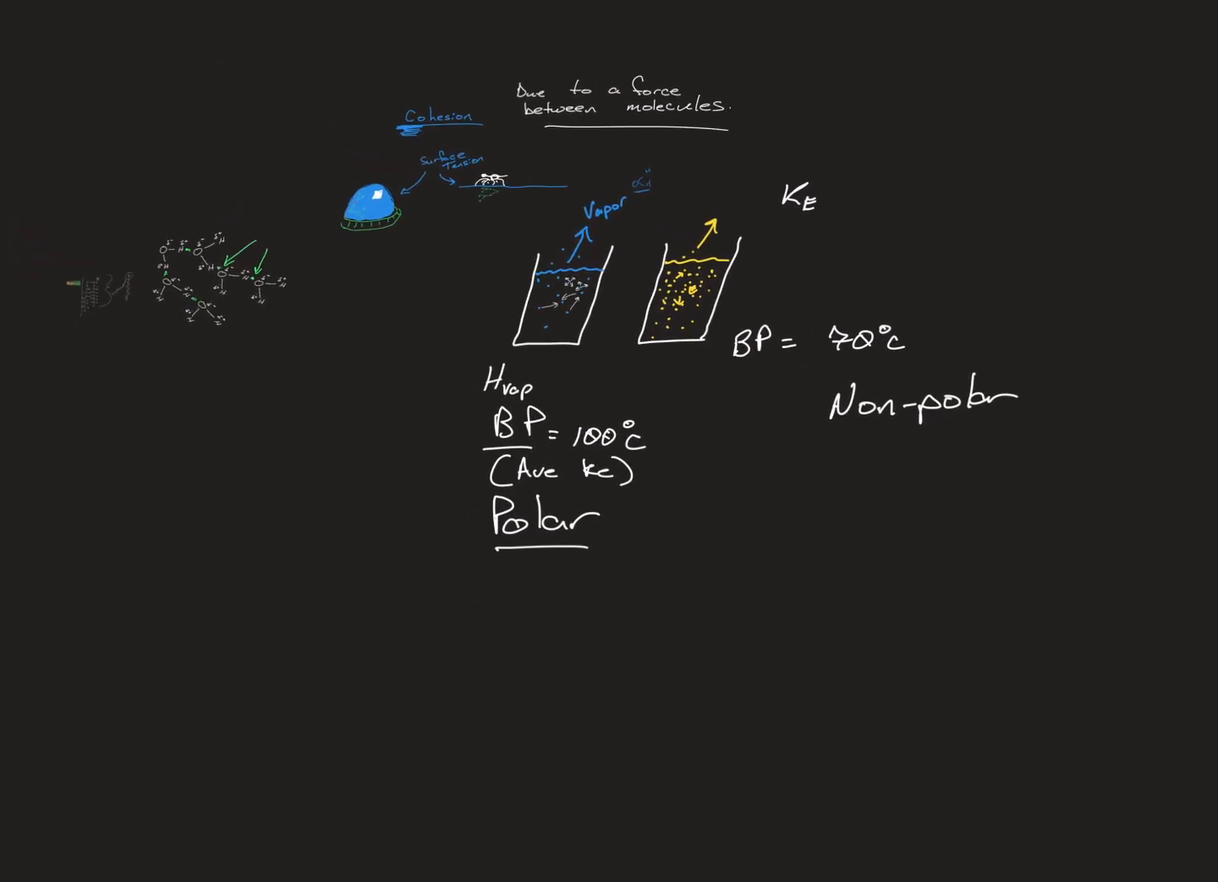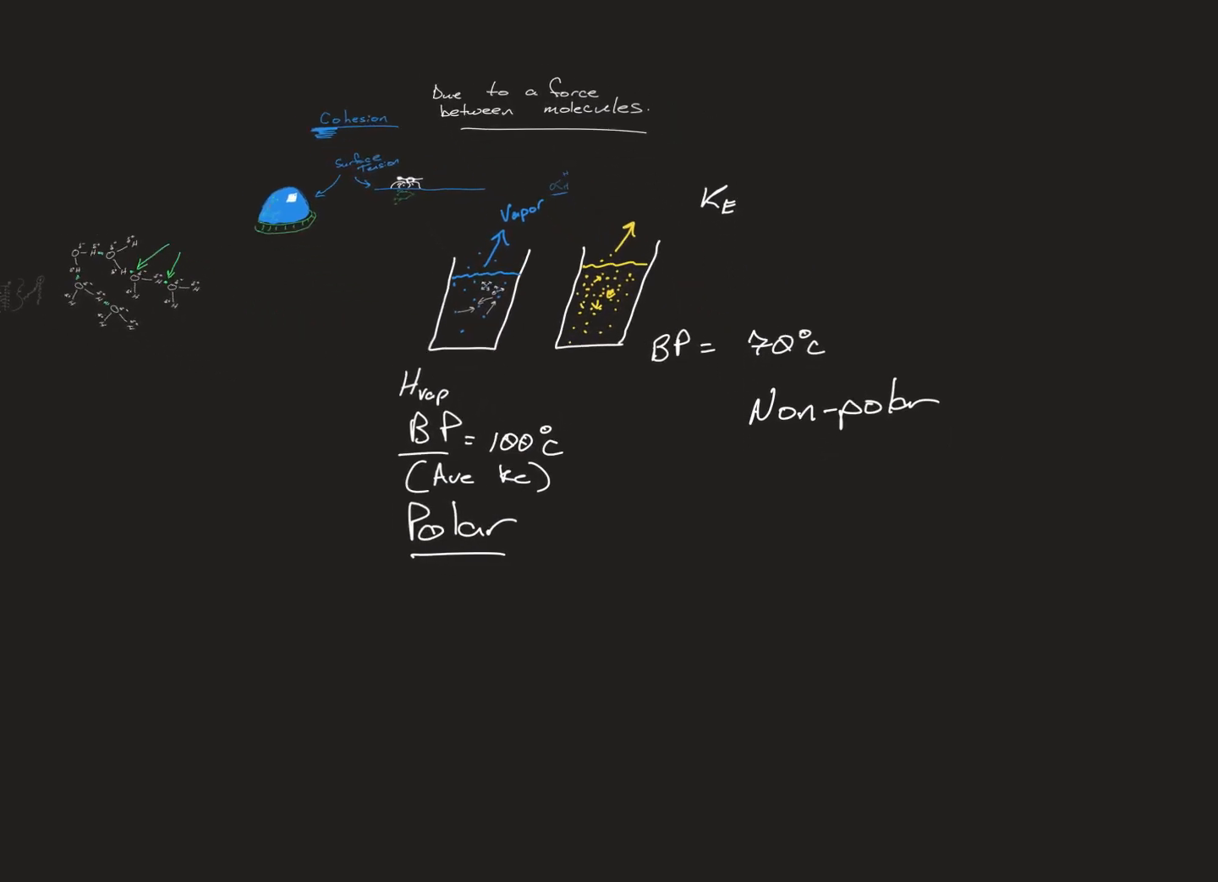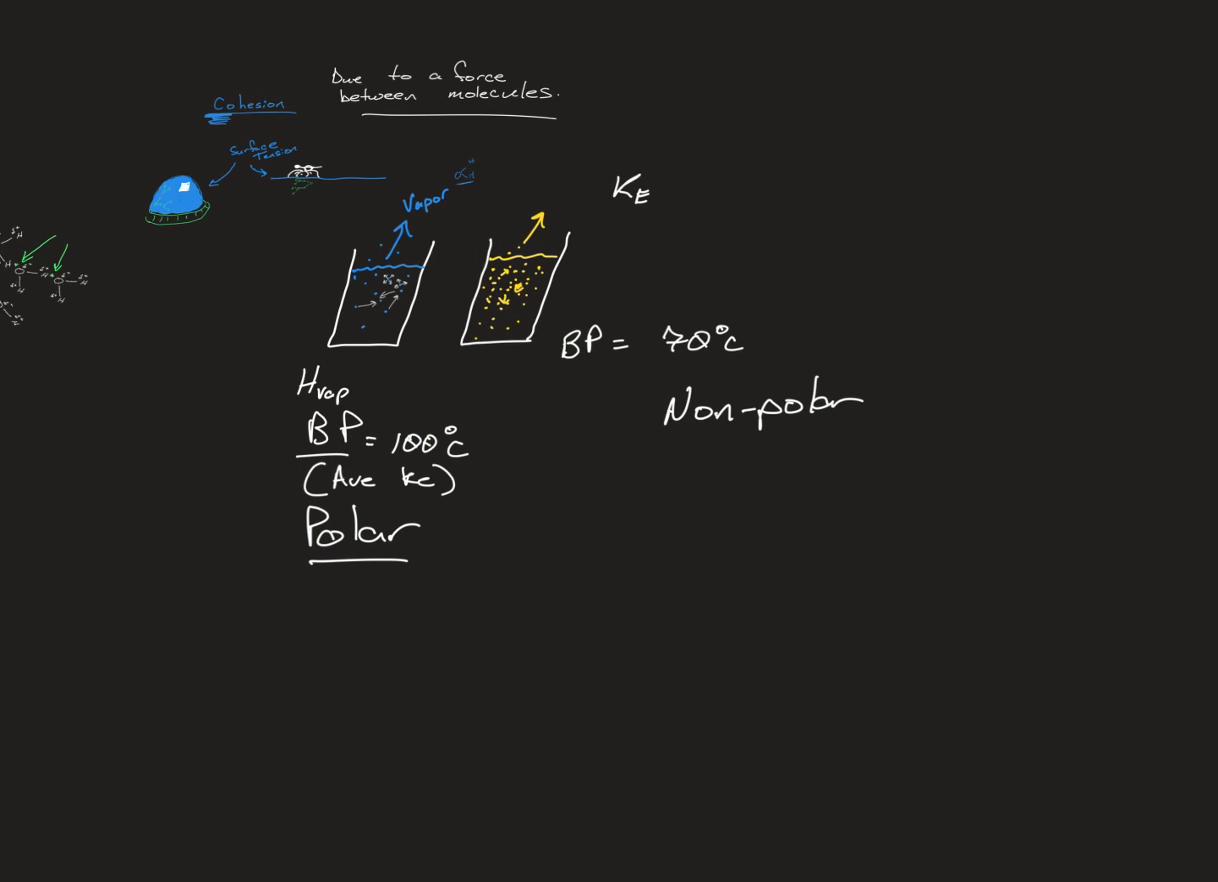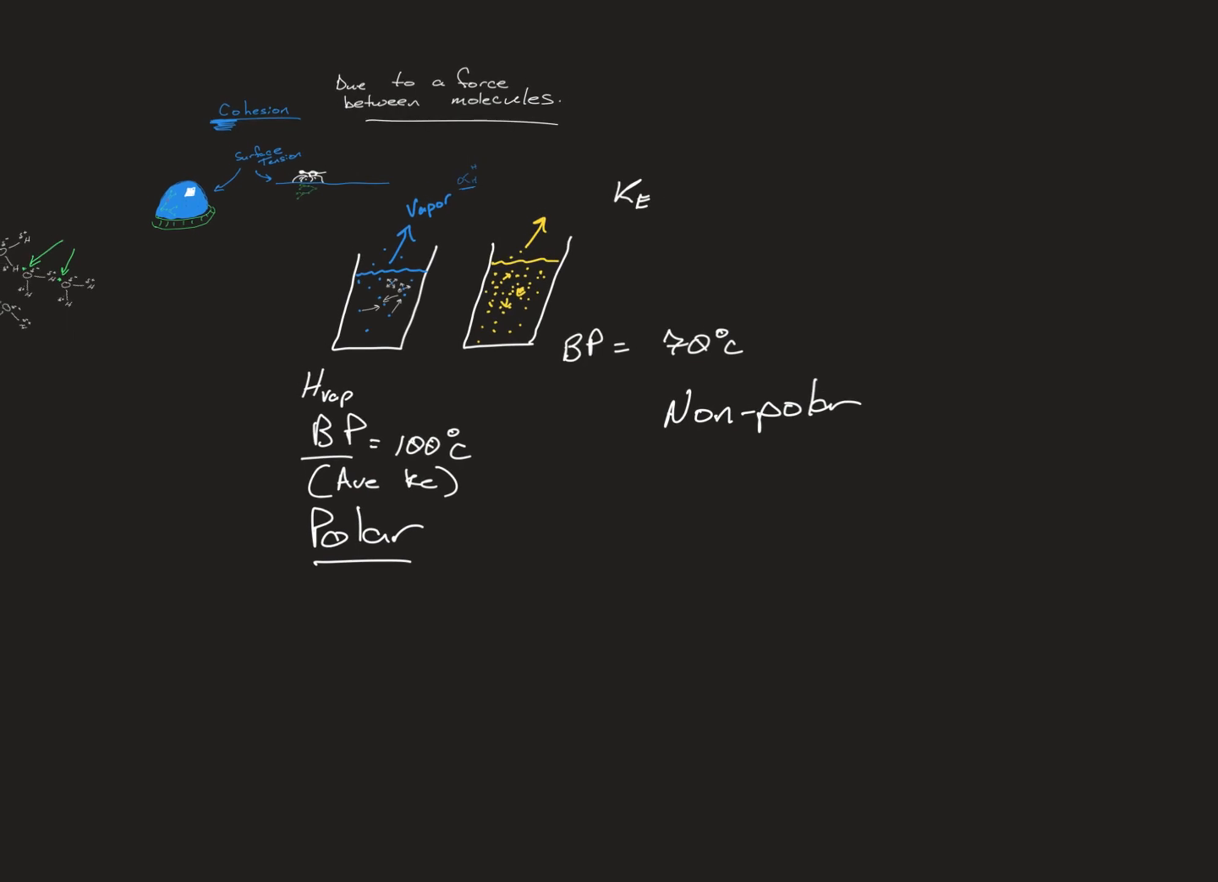So nonpolar molecules evaporate at lower temperatures than polar molecules. The boiling point of something is due to two things: its size, how big the molecule is, and how sticky it is, how polar it is.